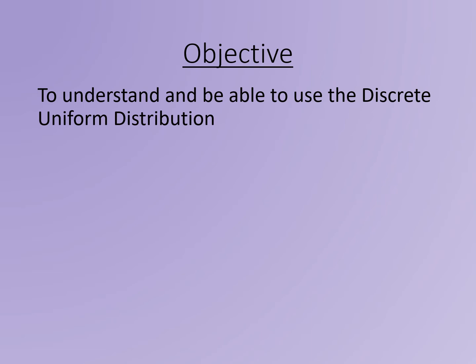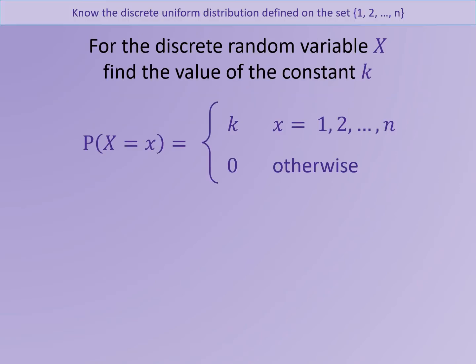In this section, we're going to look at the discrete uniform distribution. This is a discrete random variable where the probabilities are the same for all values of x in a given range. So for example, suppose we have a discrete random variable x where the probability is k for all values of x, 1, 2, 3 and so on up to a certain value n, and it's 0 for any other value of x.